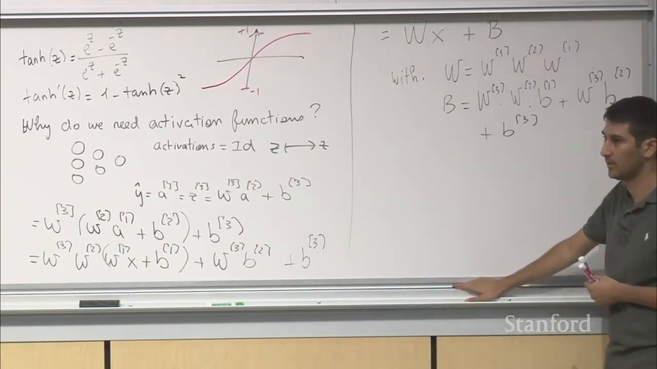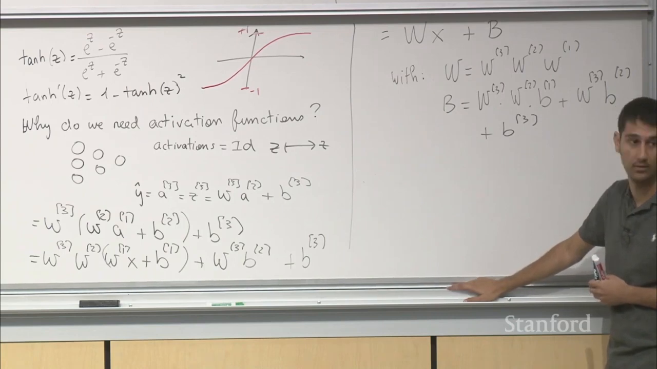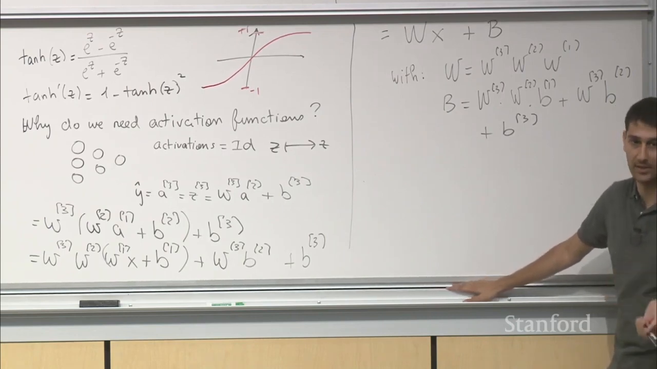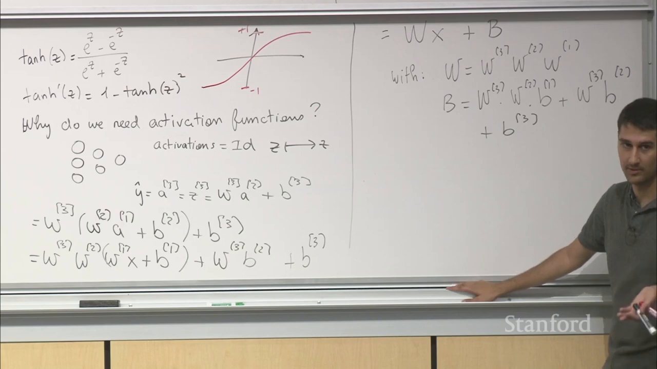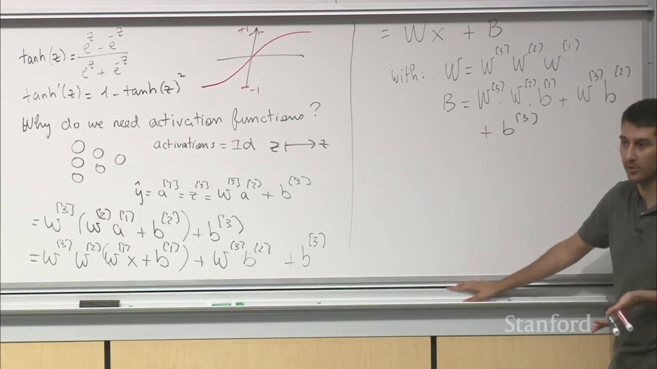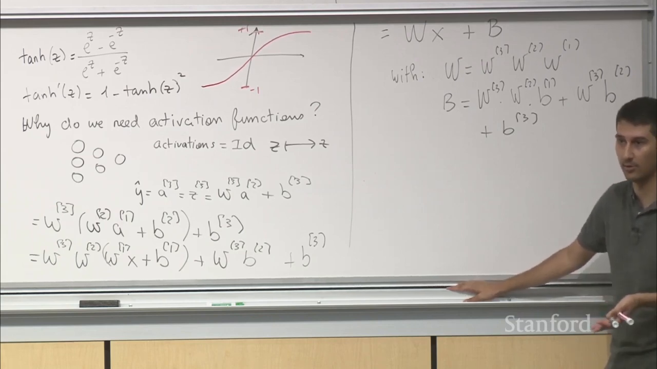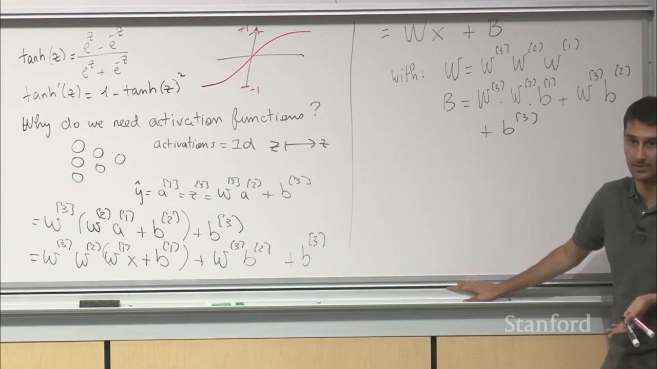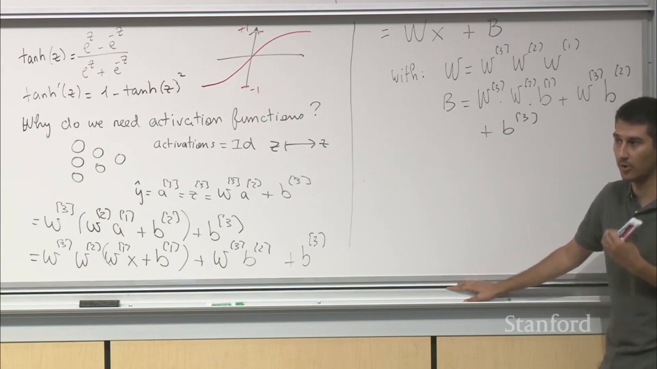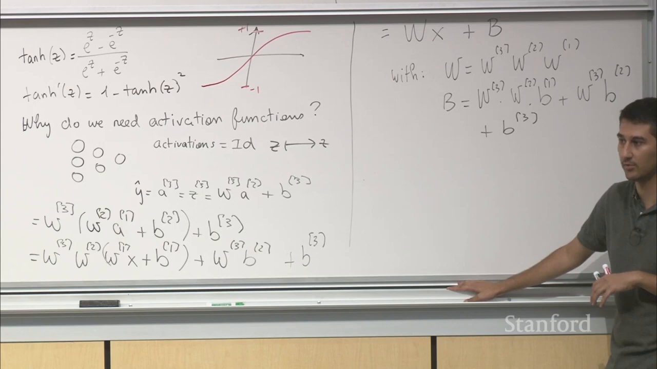So what's the insight here? It's that we need activation functions. The reason is if you don't use activation functions, no matter how deep your network is, it's going to be equivalent to a linear regression. So the complexity of the network comes from the activation function.